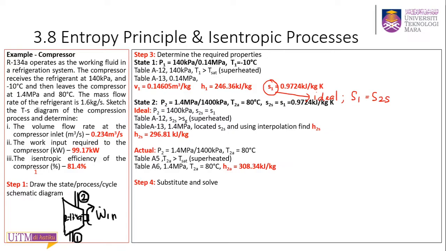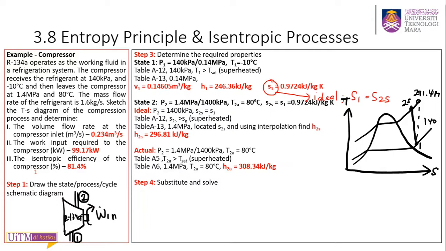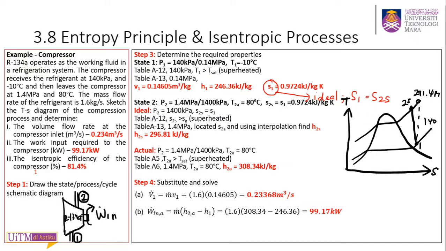For step 4, substitute and solve for the question. But before we solve, we can sketch, as required from the question, the T-s diagram for the compression process. For volume flow rate, we can see that the answer is 0.23368 meter cubed per second. For actual work input, the answer is 99.17 kilowatts. And finally, for isentropic efficiency, the answer is 81.4%.